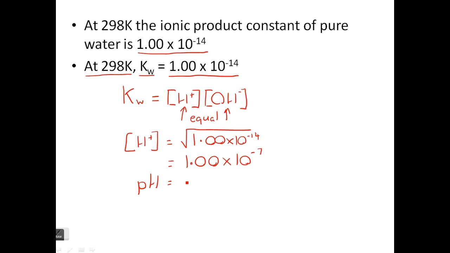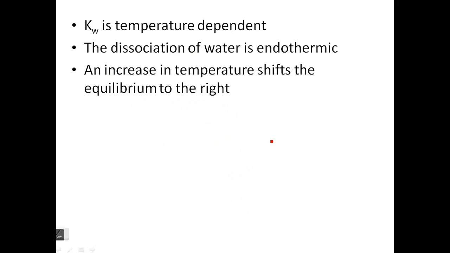Now you should remember that pH equals negative log of the hydrogen ion concentration, which is this equation here. So if you input the negative log of 1.00 times 10 to the negative 7, you get a pH of 7 at 298 Kelvin. Now you'll see later why it's important to specify the temperature when we quote a pH value. So we'll have a look at why that's important in the next example.